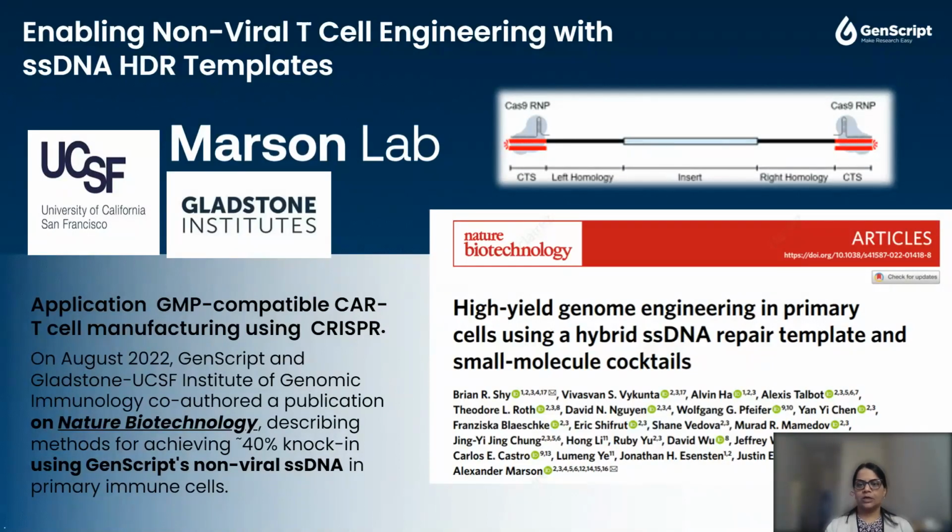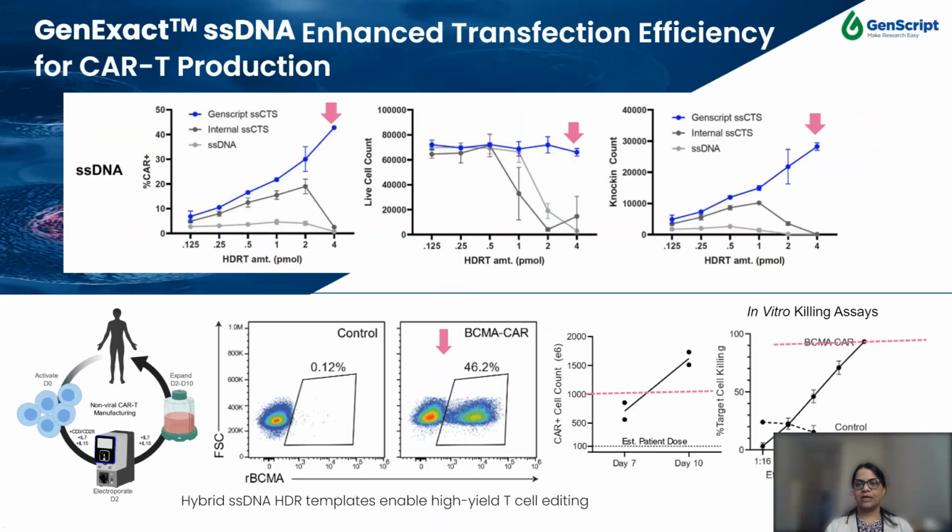So in this case study, Dr. Brian from UCSF developed the hybrid ssDNA with Cas9 target site as a novel payload for non-viral methods of genome editing. And subsequently, they developed a GMP compatible workflow using the fully non-viral method for improved knock-in efficiency. Some data of those experiments are shown here.